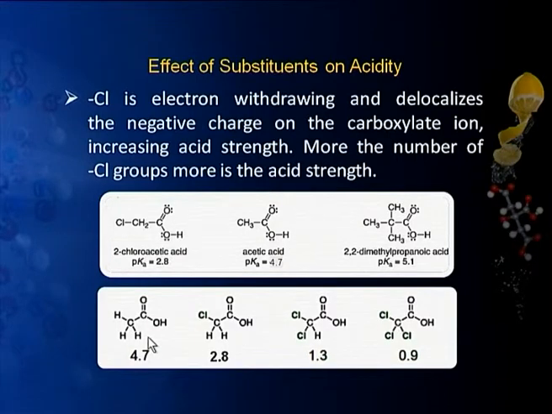If these electron withdrawing groups are more than 1, obviously they will have their additive effect. In acetic acid, when 1 chloro group is introduced, pK is 2.8; when 2 chlorines are introduced, pK becomes 1.3; when 3 chlorines are introduced, that is trichloroacetic acid, it is a very strong acid with a pK value of 0.9. Again, the inductive effect works through the sigma bond, and the effect falls off dramatically when the distance increases.